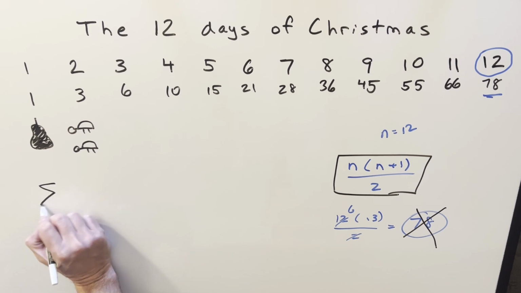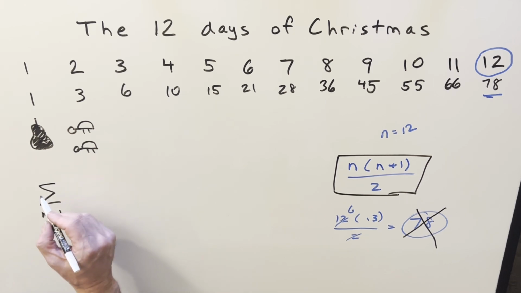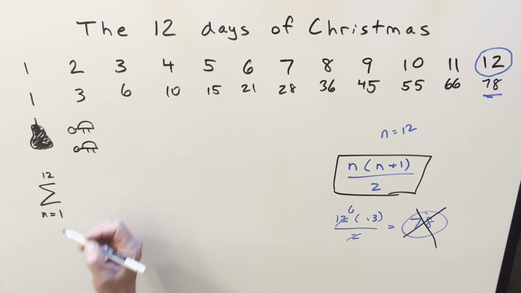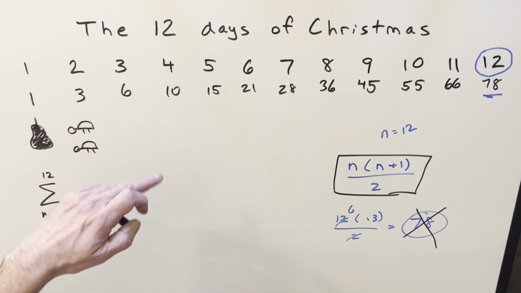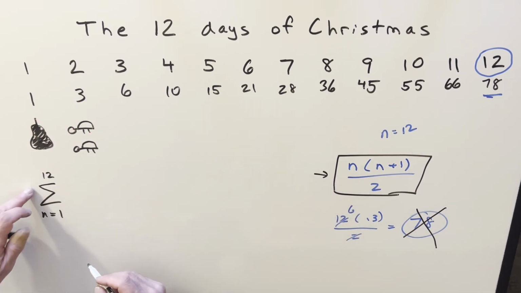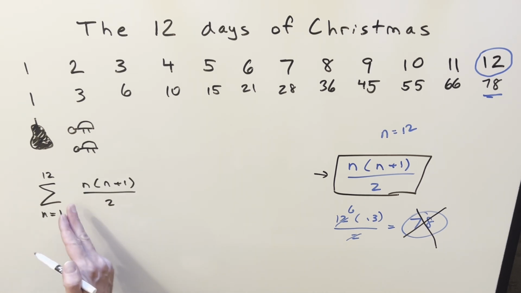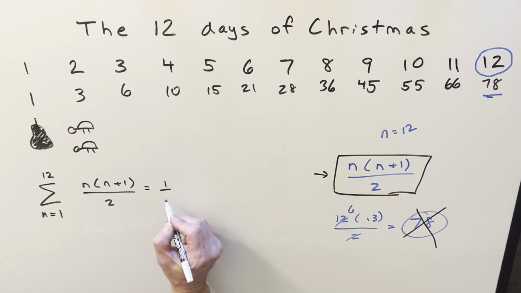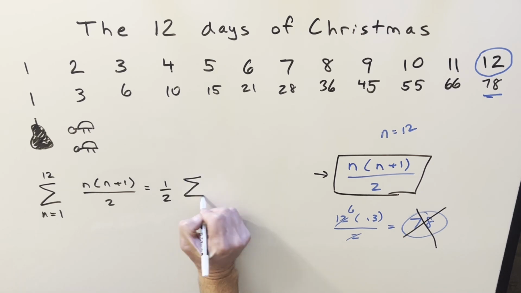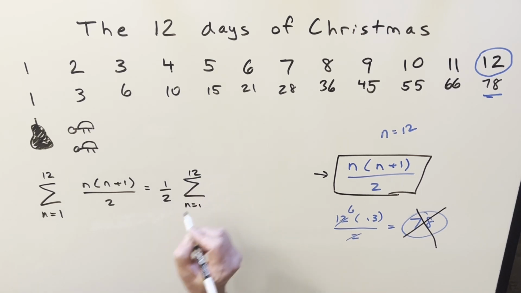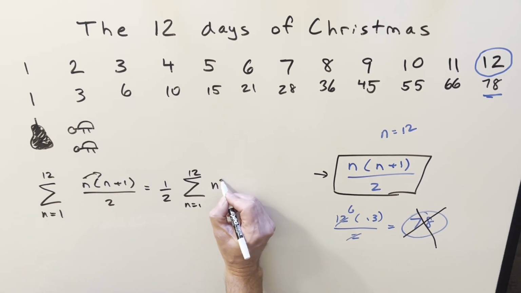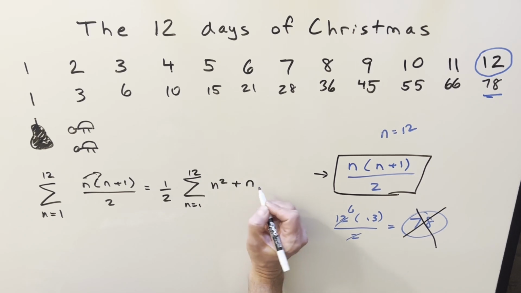So what we're looking for is the sum. I always want to do infinity, but it's actually just 12. So we want to sum from n equals 1 to 12. But we have a formula for each of these now. It's just this. So we want to sum this. But then from here, what I can do, the 1/2, I can just bring that out front as a constant. So I can write this as 1/2 times the sum from 1 to 12, distribute in the n, and we get n squared plus n.